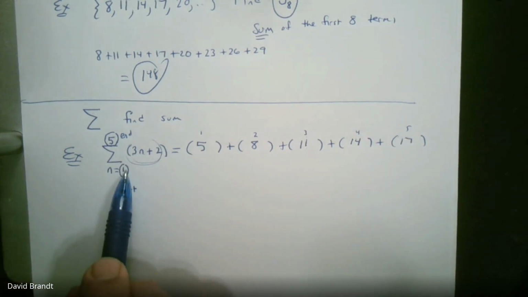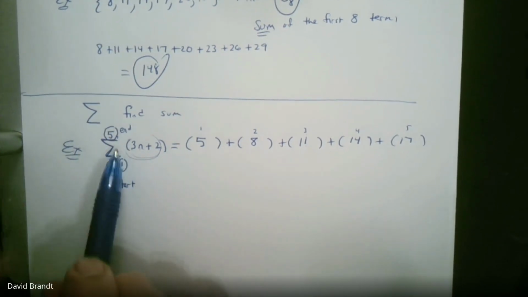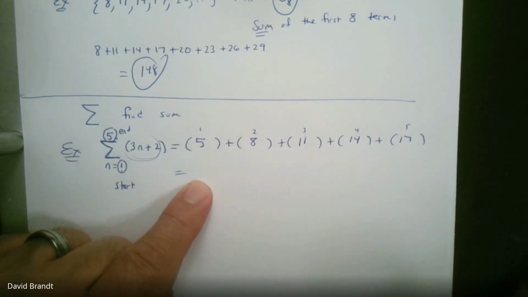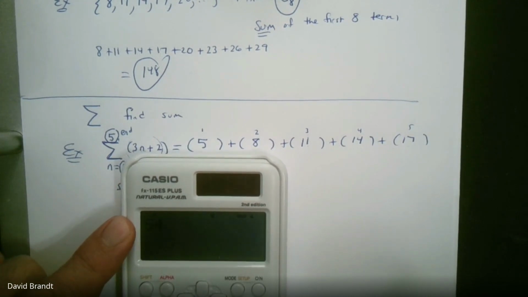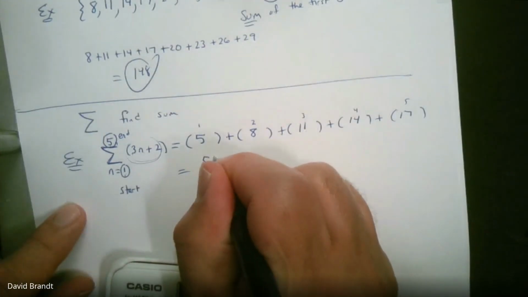So we started with 1, and then we kept going until we plugged in 5. And this symbol sigma means now add those up. So that's what we did. Now, if you add those up, I can't do that in my head either. 5 plus 8 plus 11 plus 14 plus 17, that gives me 55. So the answer is 55.